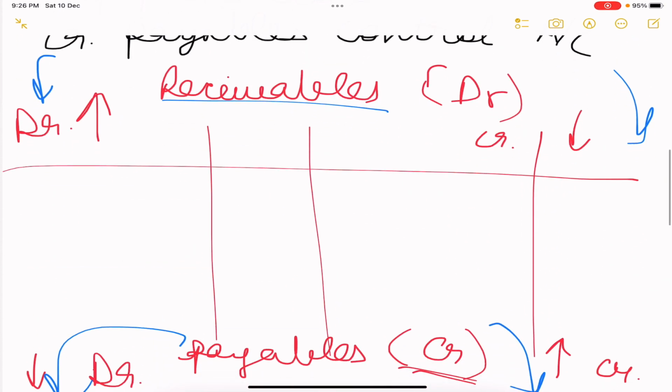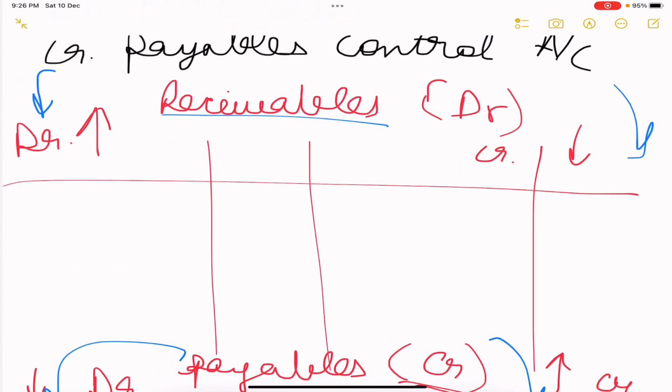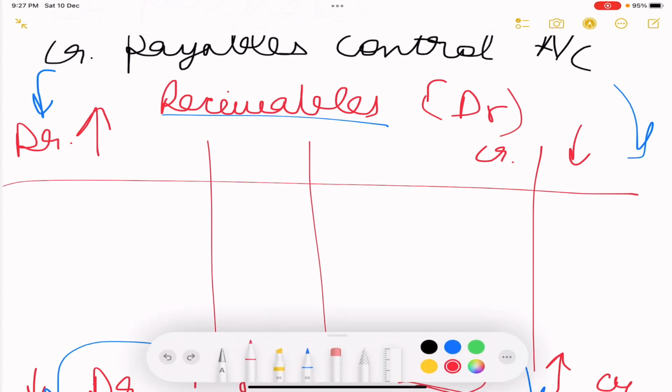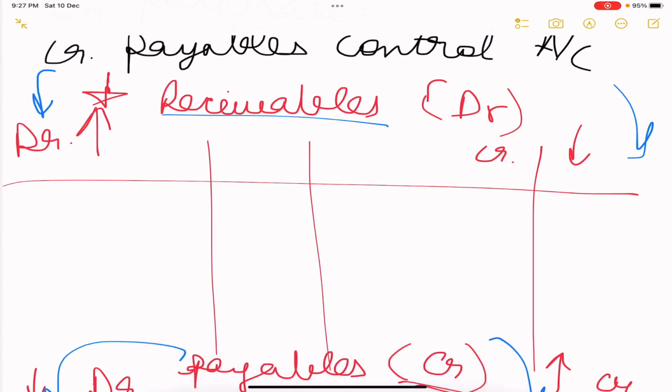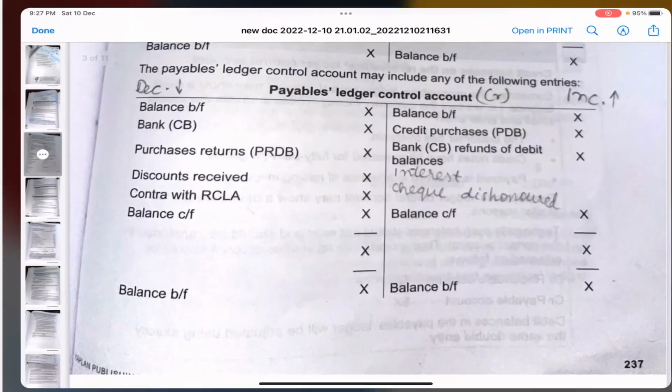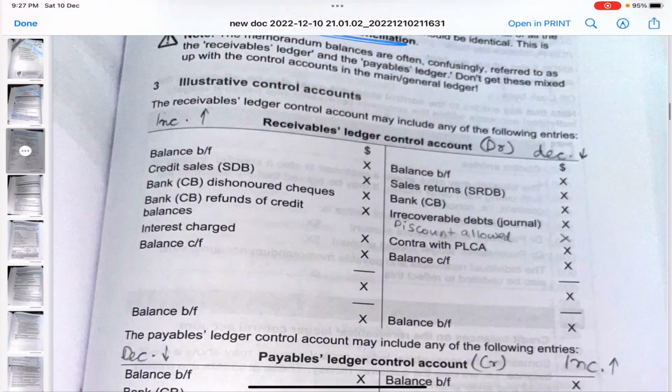And the same way, when we are talking about receivables, what happens? If I've given a credit sale, what is the journal entry going to be for that? It is going to be debit receivables ledger account, and credit sales. Since my receivables are increasing, it will come on the debit side, right? Okay, so now let's see the ledger accounts.